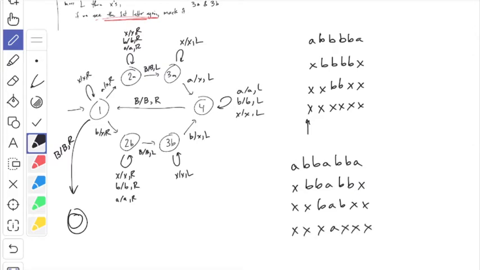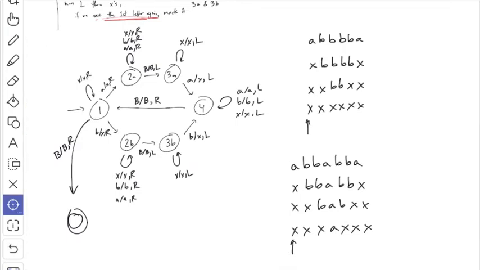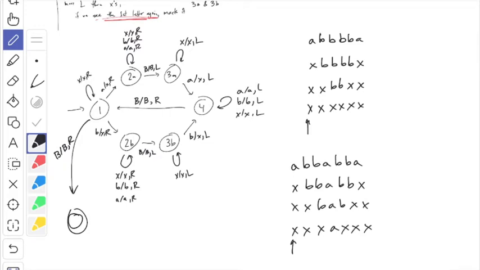Okay, now is where it gets interesting. You start pointing here. You're in state 1. You go to the right through these X's, and then you end up in state 2A, because you will mark this off. Okay, so what will happen next is that A in the middle will indeed get marked off.